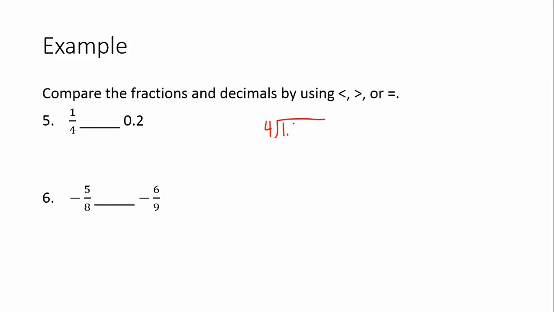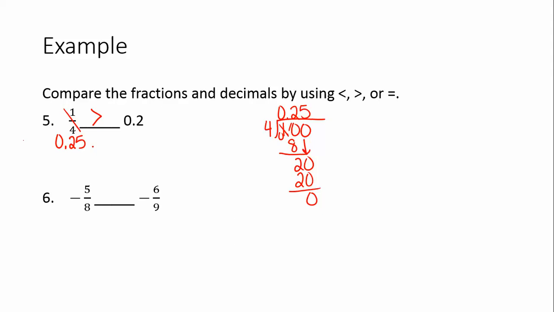4 goes into 1, it doesn't, but 4 goes into 10 2 times. 2 times 4 is 8. When we subtract, we are left with a remainder of 2. Bring down a 0. 4 into 20, 5 times. And when we subtract, a remainder of 0. So 1/4, the fraction, can be written as 0.25, the terminating decimal. So now which is bigger, 0.25 or 0.2? You should be saying 0.25. So 1/4, or 0.25, is bigger than 0.2.